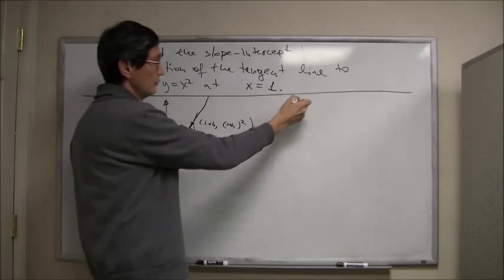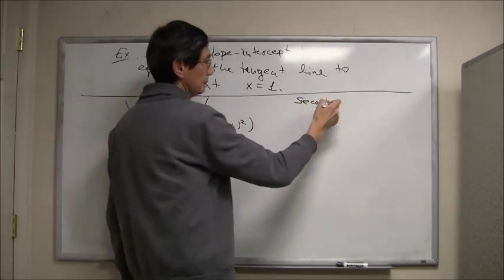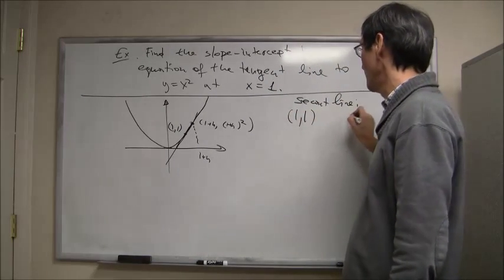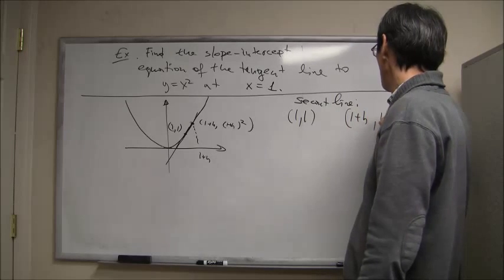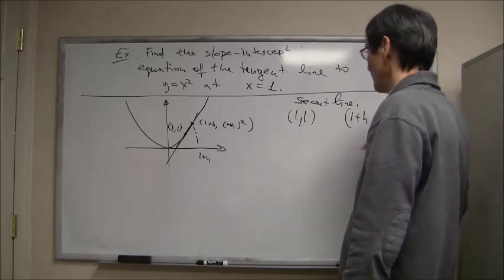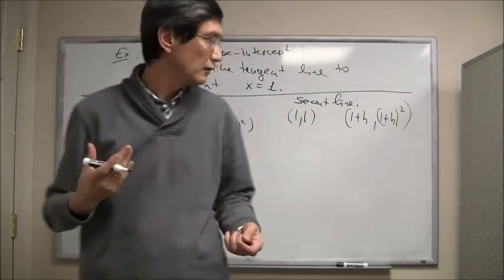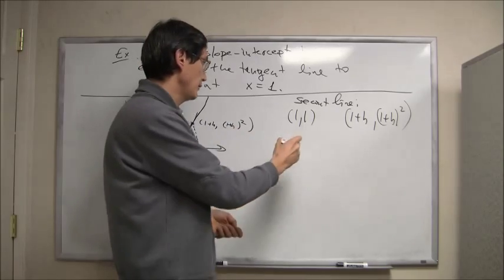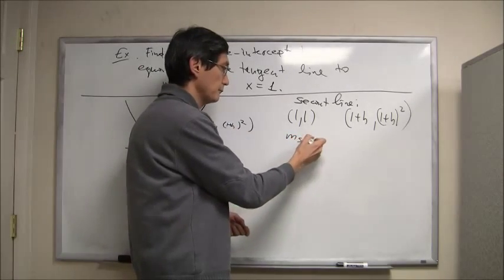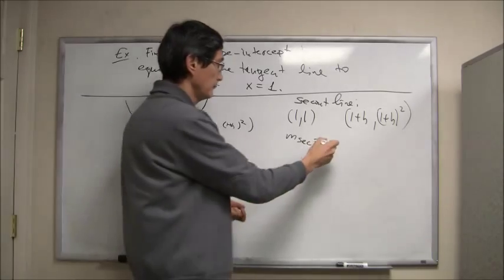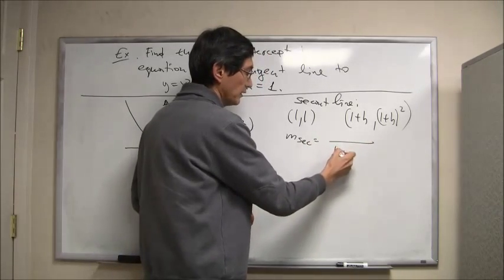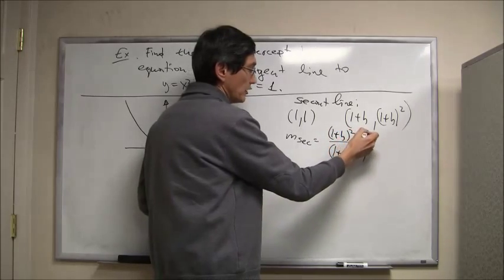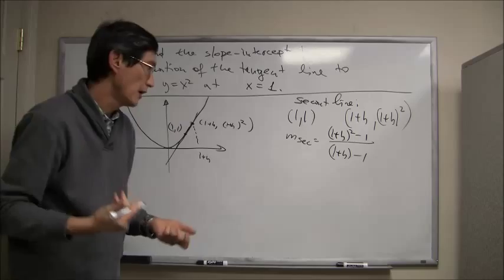And so, if you're looking for the secant line, we have 2 points, (1, 1) and (1 plus h, (1 plus h) squared). So we have a secant line. For the secant line, we have 2 points, so we should be able to find the slope of the secant line. I'm going to be writing the slope of the secant line: rise over run. Run will be 1 plus h minus 1. Rise will be (1 plus h) squared minus 1. We do our actual calculations.